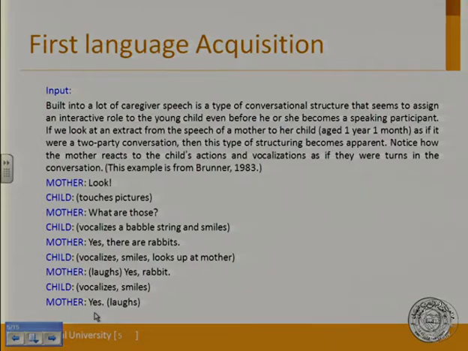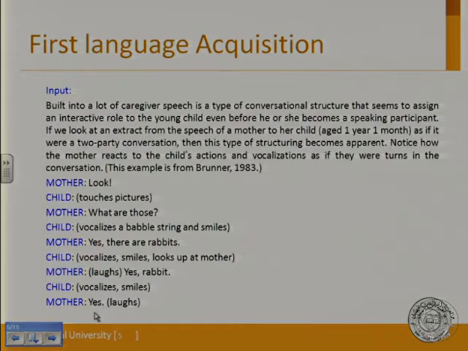Now, built into a lot of caregiver speech is a type of conversational structure that seems to assign an interactive role to the young child even before he or she becomes a speaking participant. If we look at an extract from a speech of a mother to her child aged 1 year and 1 month, as if it were a two-party conversation between a mother and a child, then this type of structuring becomes apparent. Notice how the mother reacts to the child's actions and vocalizations as if they were turns in a conversation.